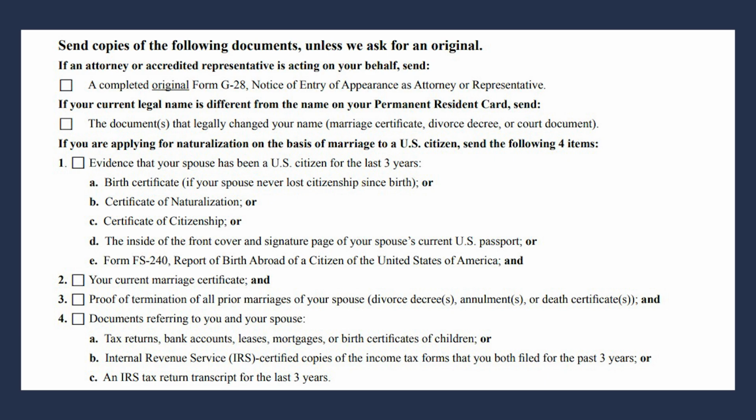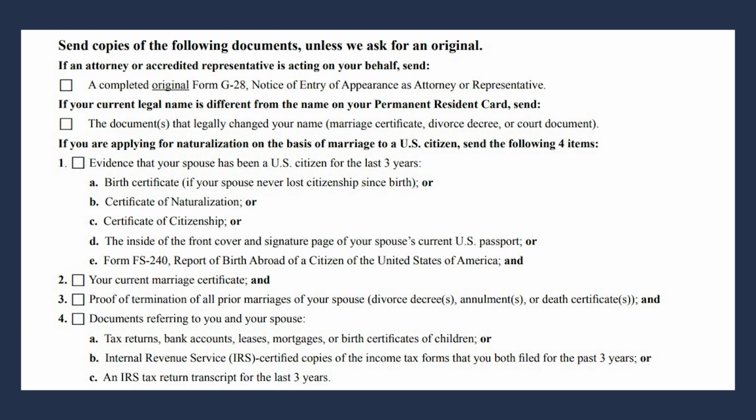1. Evidence that your spouse has been a US citizen for the last 3 years, such as a birth certificate, if your spouse never lost citizenship since birth, or certificate of naturalization, or the inside of the front cover and signature page of your spouse's current US passport, or Form FS-240, Report of Birth Abroad of a Citizen of the United States of America. 2. Your current marriage certificate. 3. Proof of termination of all prior marriages of your spouse, such as divorce decrees, annulments, or death certificates.